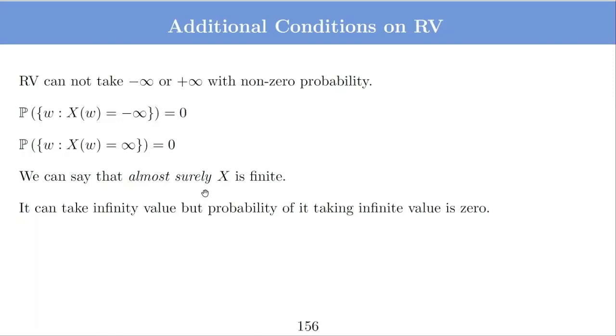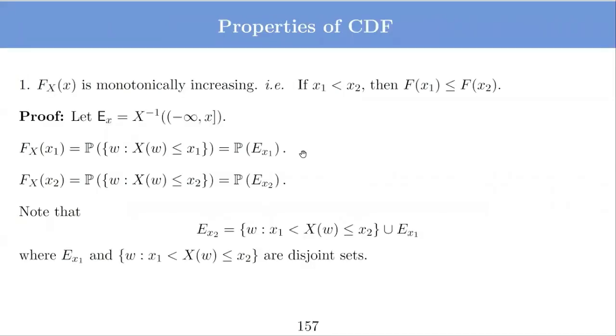Okay, so recall this word almost surely. Almost surely means X satisfies some condition with probability 1. And if X satisfies some condition always, then that is always true, and we don't have to say it's almost surely. We just say X is finite. So let's talk about some properties of the CDF, which will be useful.